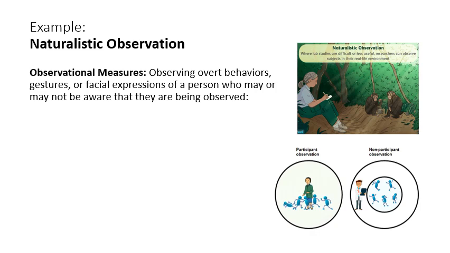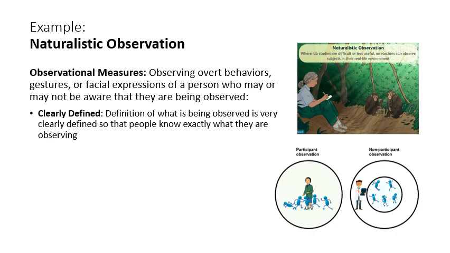just making note of, as in the example I gave earlier, the recess behavior. This little image clarifies participant observation versus naturalistic observation. And so the difference is, in this case, the participants that she's observing are all around her and she's a part of the group. Whereas in naturalistic observation, the researcher is outside the group, and they're within the circle and he's outside, maybe even invisible. The definition: we are observing overt behaviors, gestures, or facial expressions of a person or people who may or may not be aware that they're being observed.